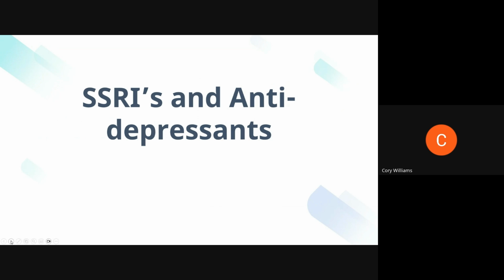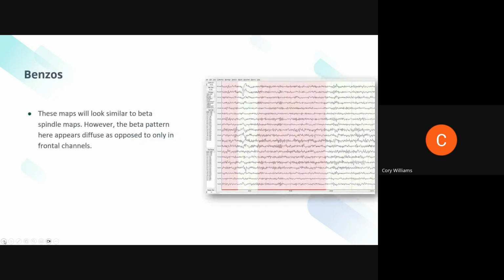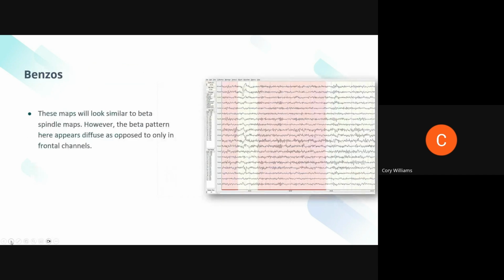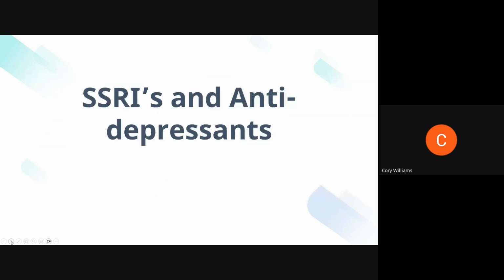So that's on the anxiolytic side. Like I said, the big thing, I'll go back real quick. The big thing is the fast posterior dominant rhythm. That's where we see a lot of anti-anxiety medication play a role. We'll also talk about SSRIs because those can be used as an anti-anxiety medication, but commonly they're used as antidepressants.